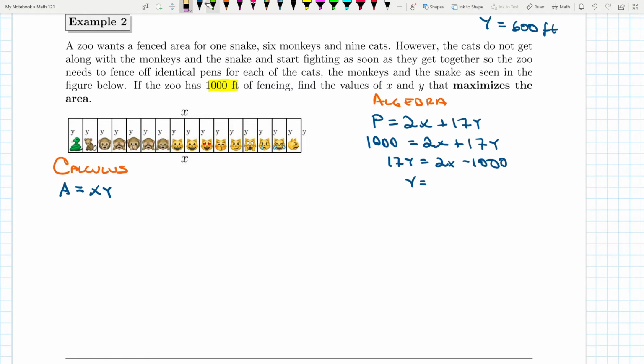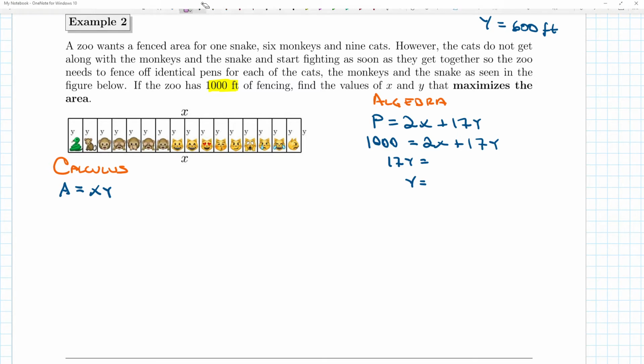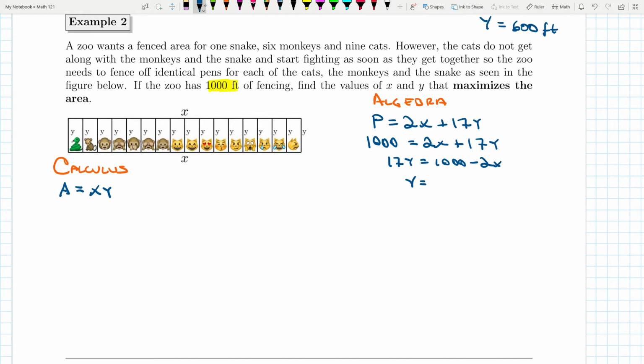Yep, it's the other way around for whatever reason. So that's 1,000 minus 2x, and this is 1,000 over 17 minus 2x over 17. Well, let's substitute this over here. The area, which is x times y, is x times 1,000 over 17 minus 2x over 17. And of course, you don't want to do the product rule, distribute.